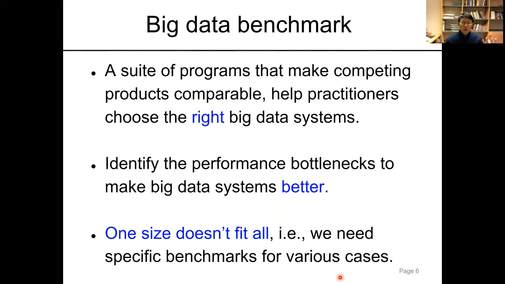In this tutorial, we will focus on different big data benchmarking systems, which are a suite of programs that make competing products comparable and help users to choose the right big data systems. Those benchmarking systems can help users to identify the performance bottleneck to make big data systems better. Because one size does not fit all, we need different benchmarks for various systems and scenarios.